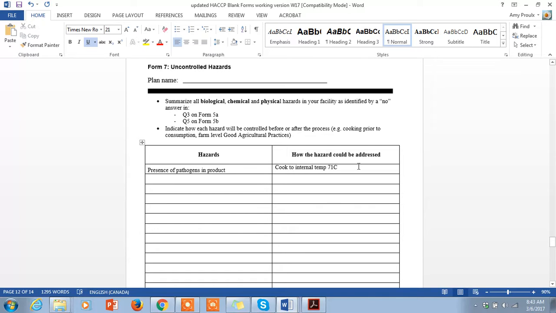But there are occasional times, and you want to be providing sufficient detail to show that your hazards are addressed in products where there is the possibility of a hazard being present.